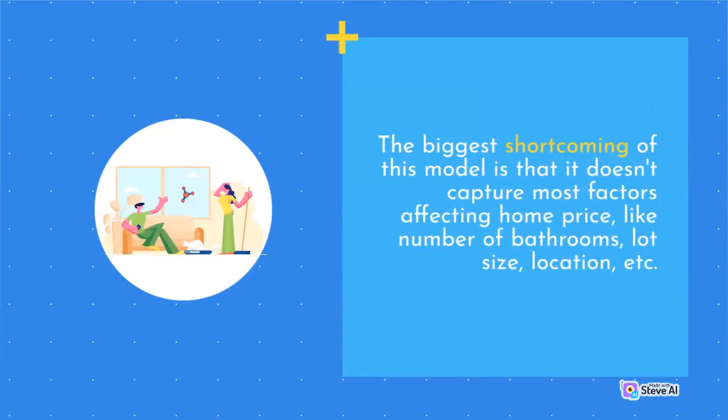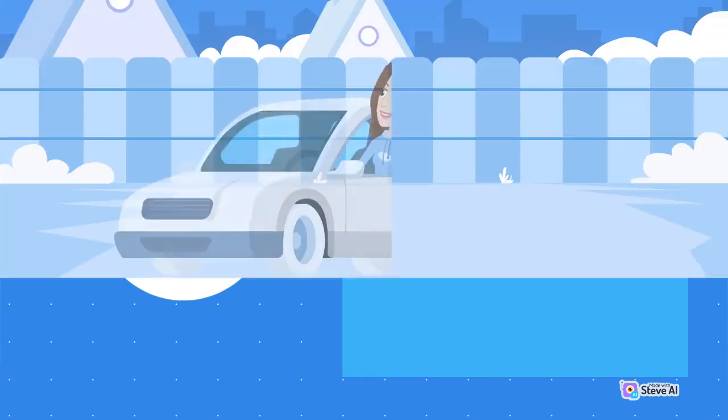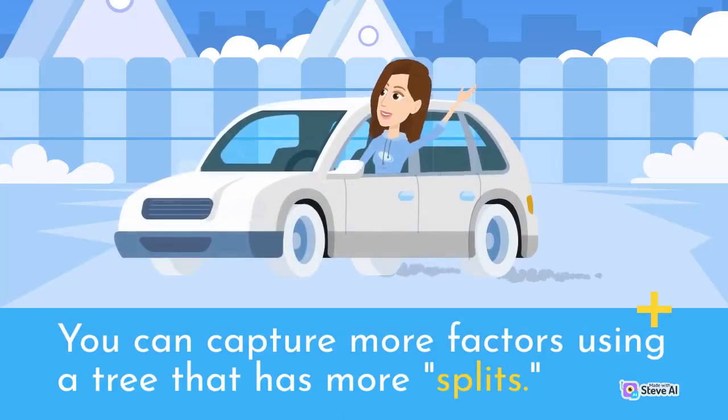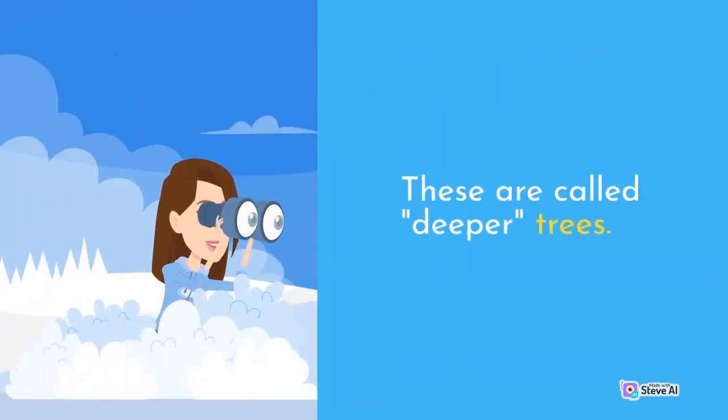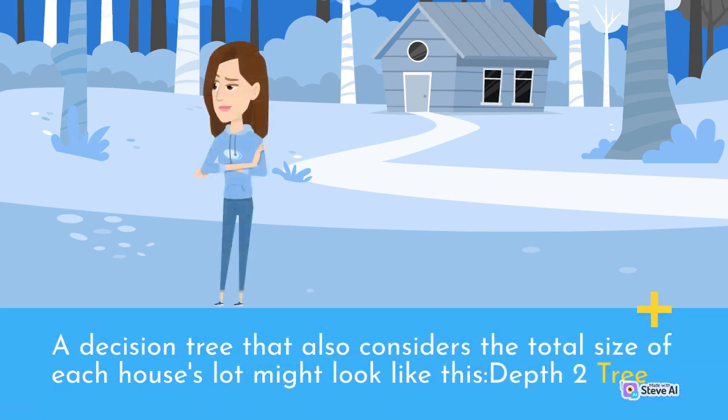The biggest shortcoming of this model is that it doesn't capture most factors affecting home price, like number of bathrooms, lot size, location, etc. You can capture more factors using a tree that has more splits. These are called deeper trees. A decision tree that also considers the total size of each house's lot might look like this depth 2 tree.